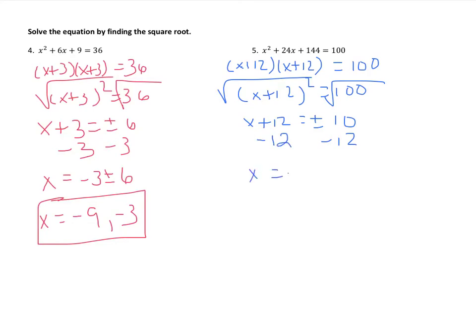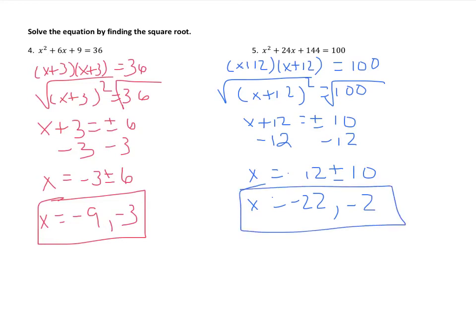X equals negative 12 plus or minus 10. Negative 22, comma, negative 2. Okay. So if we can get those perfect squares, we can solve by taking the square root.